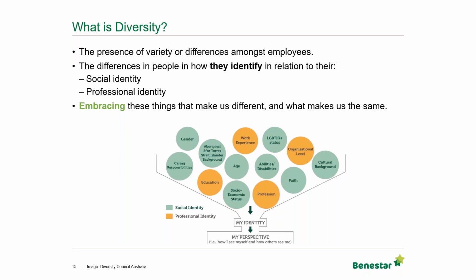Then we have the orange circles, which is your professional identity. So this is your experience level that you have, the profession that you have, the title you hold within your organisation, the level within your organisation where you sit, and your education history. All of these things blend together into our identity. And then this identity becomes your perspective, how you see yourself and how others see you. And it's so important that we embrace all of these different variations, what makes us different, but also what makes us the same.